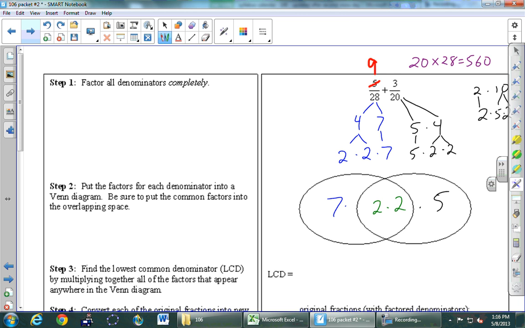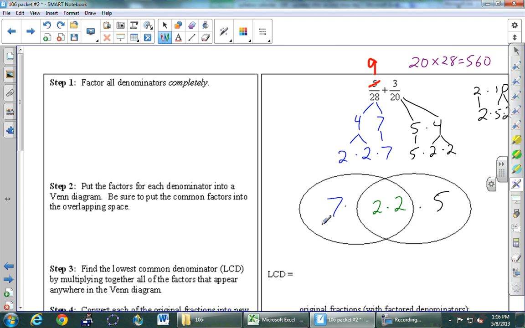If you multiply the numbers in this circle, 7 times 2 times 2, 28, that's the first denominator. If you do the numbers in this circle, it is 20, okay? Super. Here's the benefit of drawing out the Venn diagram this way. The benefit is that if you just multiply these numbers straight across, forget about the circles, but just go straight across, you will have found the lowest common denominator. 7 times 2 times 2 times 5, that is the lowest common denominator.